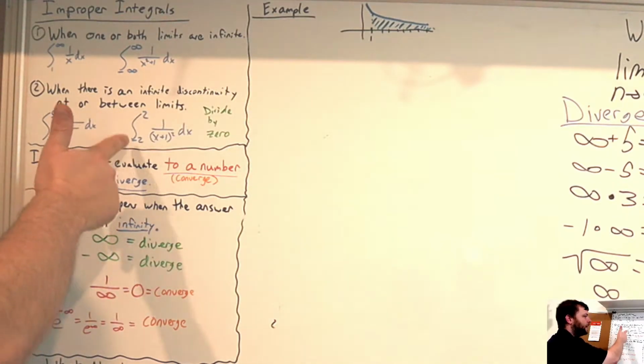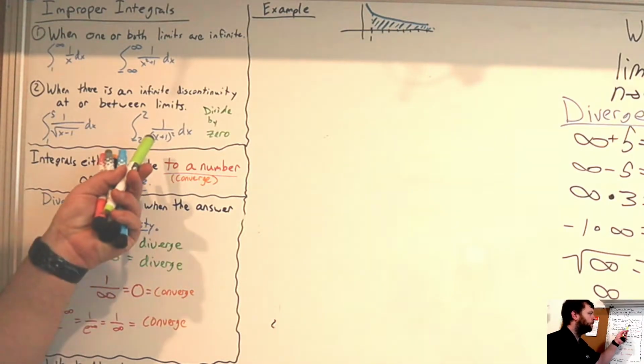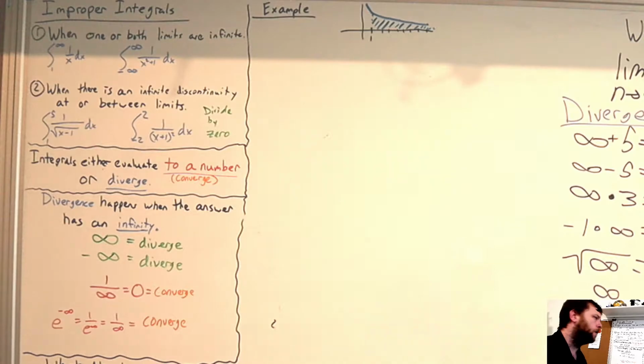This one goes from negative 2 to positive 2 of 1 over (x plus 1) squared. And you're like, well, negative 2 and positive 2 are okay to plug in. But wait, if you plugged in negative 1, which is in between those, you would be dividing by 0. So at negative 1, we have a discontinuity there. And that means we have to do a few different things to integrate it. All right.